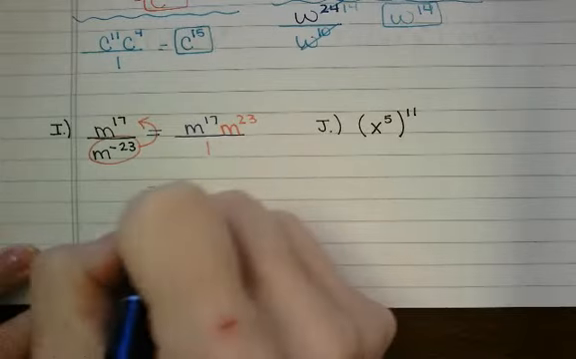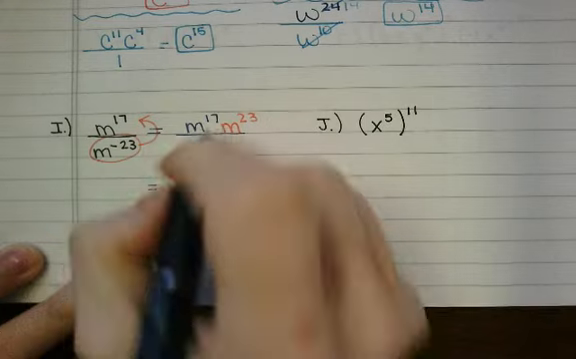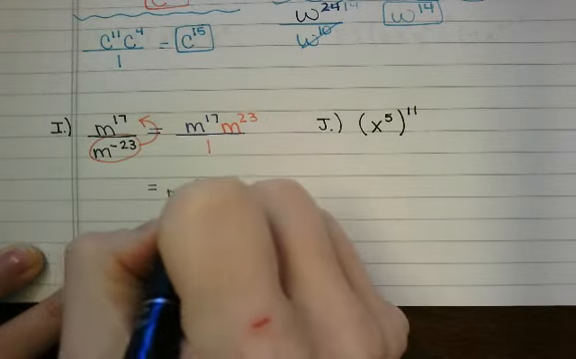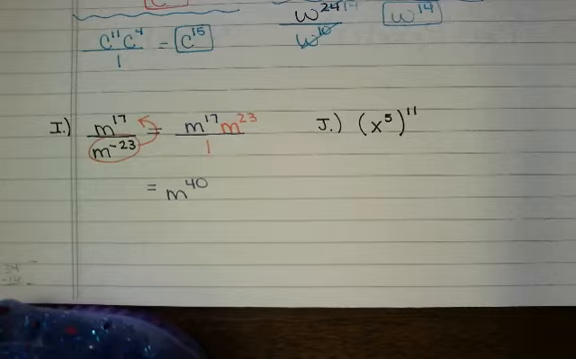So now it's asking you how many m's do we have total? So we're going to say m, 17 plus 23 is going to give me 40. So I get m to the 40th.